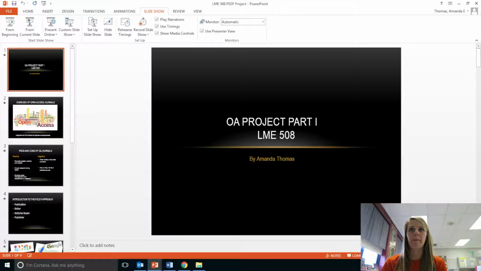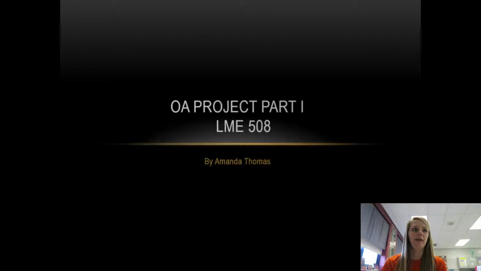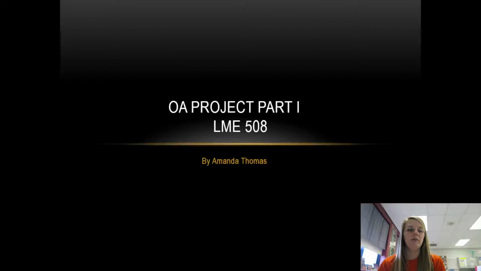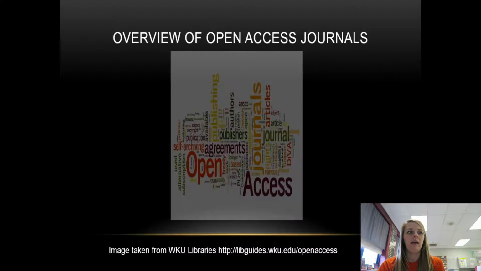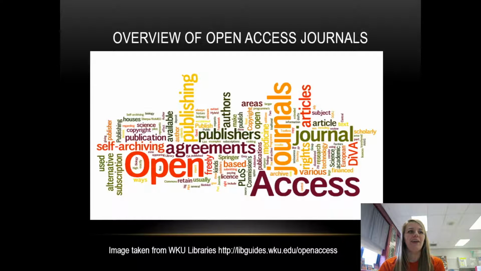Before we get started, let's make sure we all have a good understanding of what an open access journal is. The simple definition of open access, according to the WKU Library website, is the free immediate online availability of research articles, coupled with the rights to use these articles fully in the digital environment.